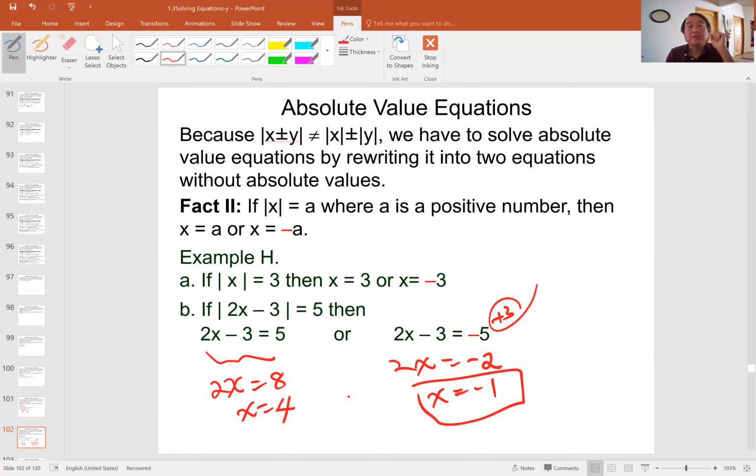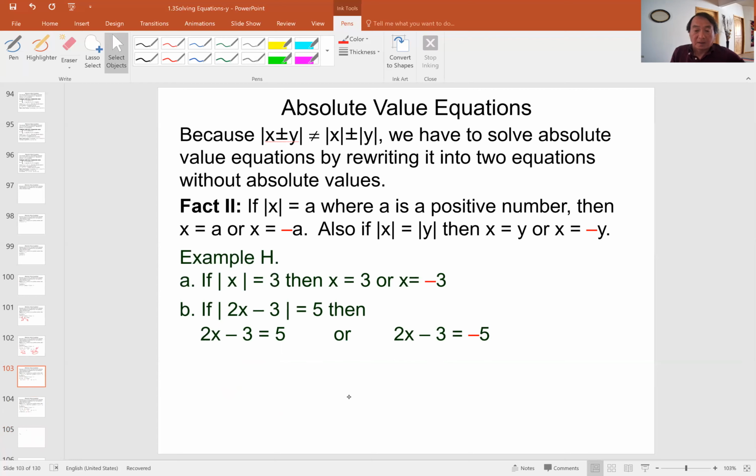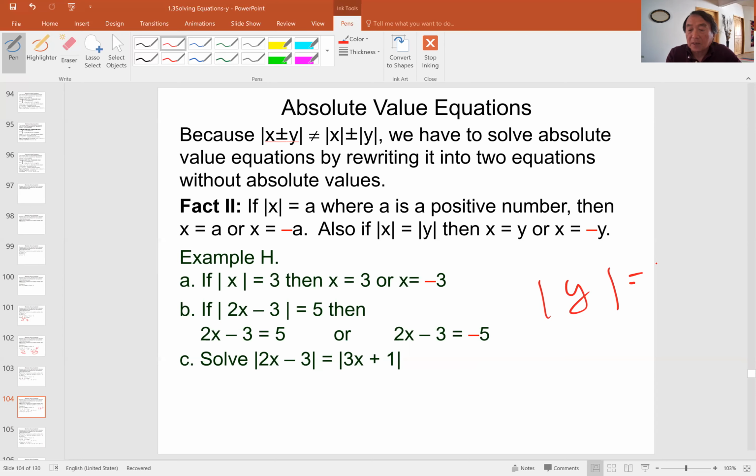So dropping the absolute value sign, we usually wind up with two equations. Positive copy, negative copy on one side. It doesn't matter which side you put the negative sign on. And how about two absolute values? Same principle. In order for two absolute values to be the same, very simply, if |x| equals |y|, then x has to be plus y or x has to be minus y.